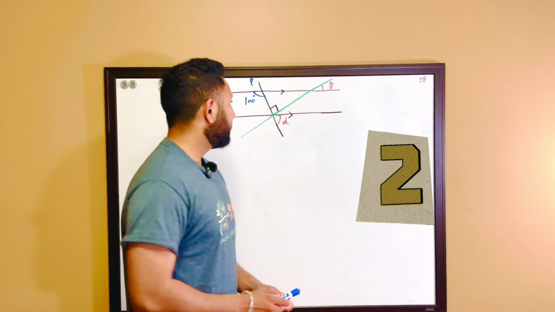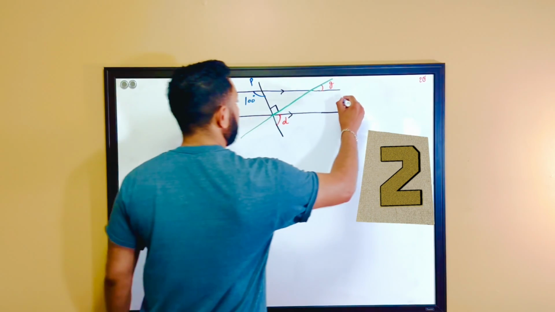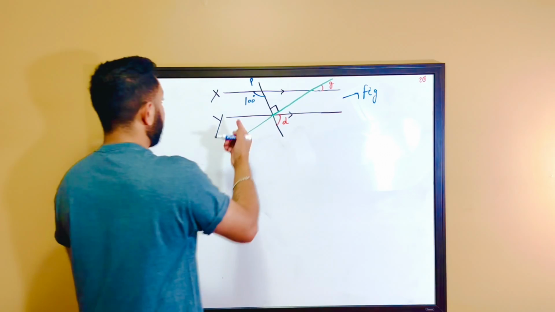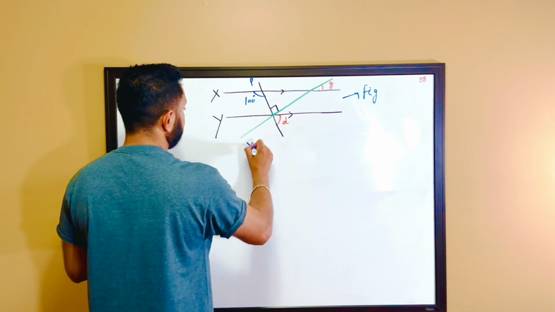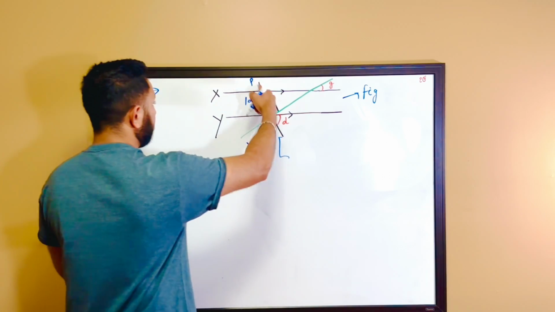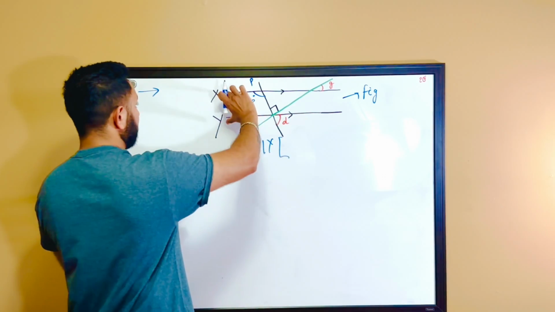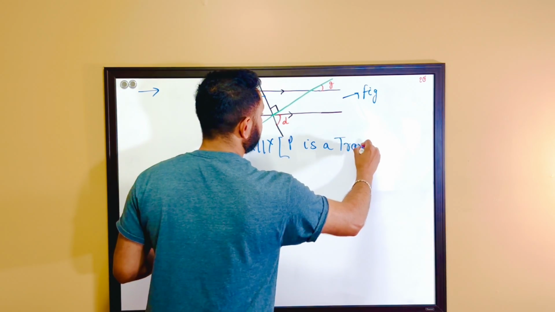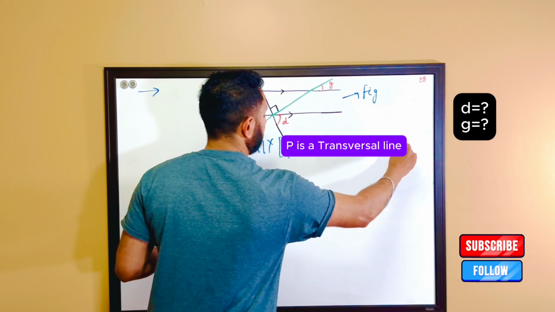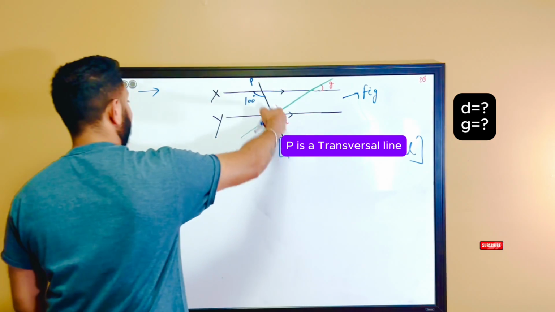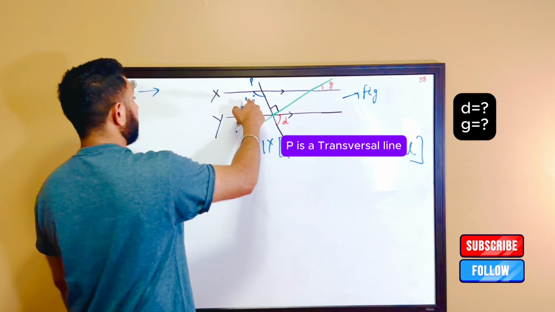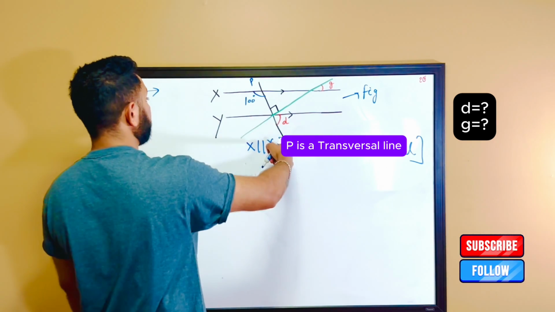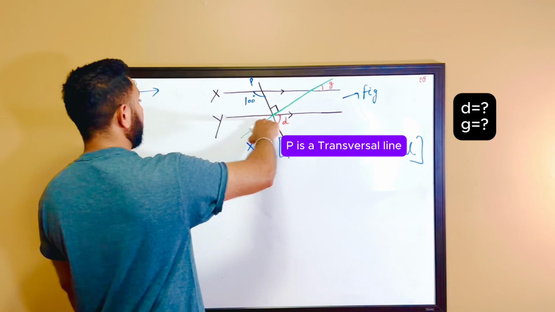So our second example is, we are given this figure, and also we are given two parallel lines X and Y, where P is a transversal line that intersects these two parallel lines. P is a transversal line, and this transversal line P makes an angle of 100 degrees with parallel line X, and also this transversal line makes an angle D with parallel line Y.